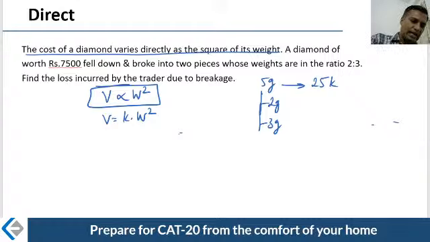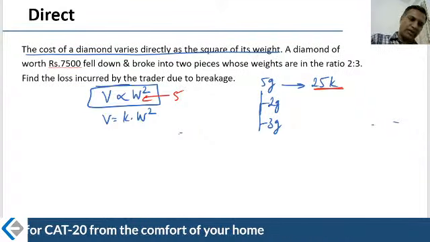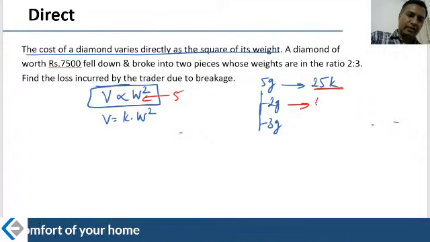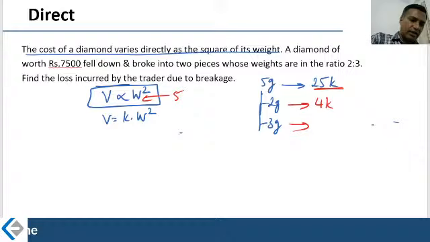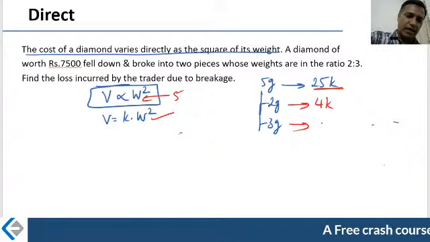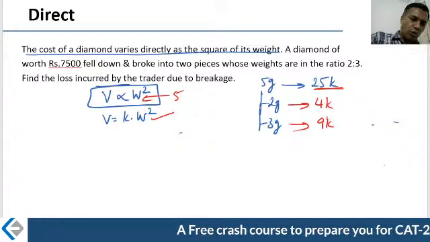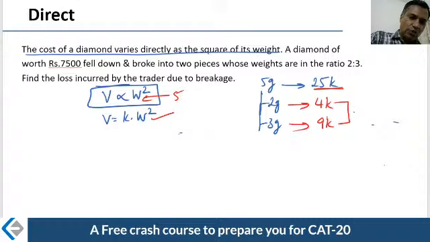If I put W equal to 5, I get 25k. This is what it is supposed to be fetching, which means if the diamond is not broken, I should get 25k. But what did I get? 2 square is 4k. 3 square, friends, it's a square function, is 9k. Because now it is broken into these two pieces, I'm getting only 13k. I was supposed to be getting 25k, but I'm getting only 13k.